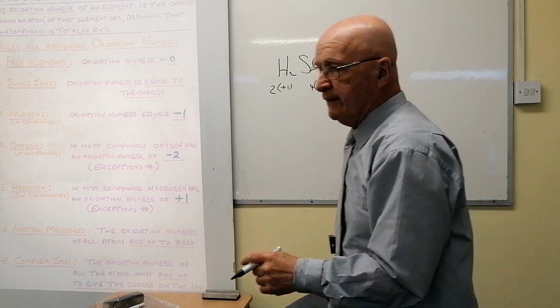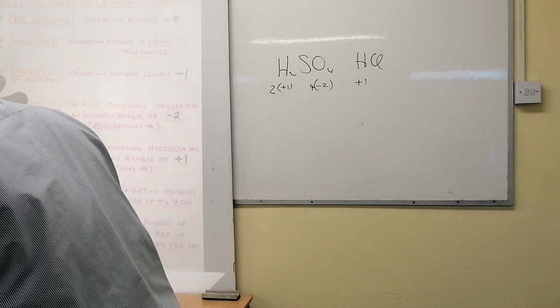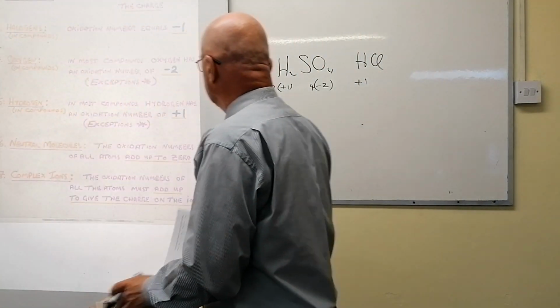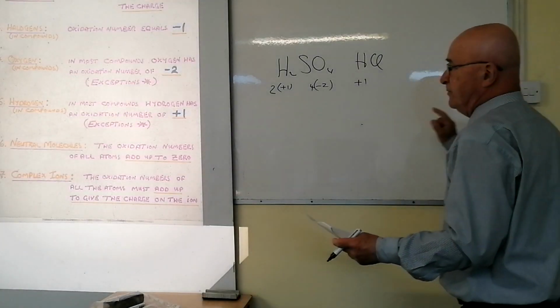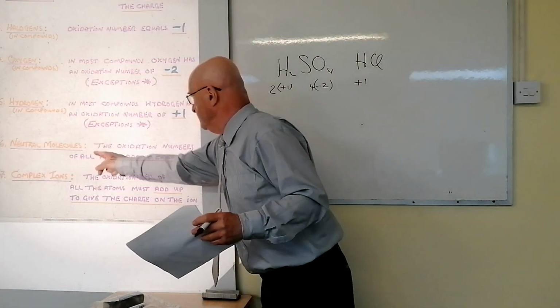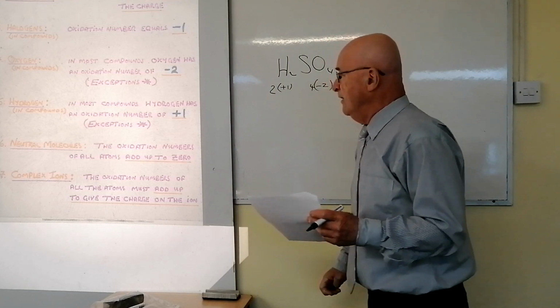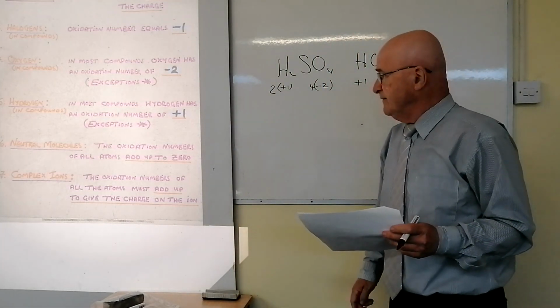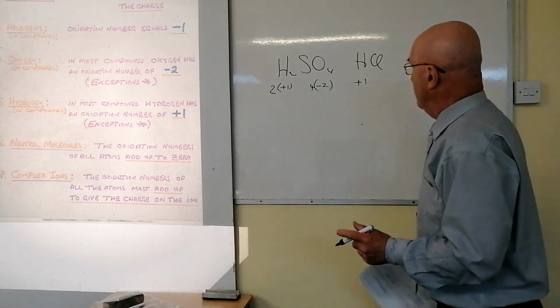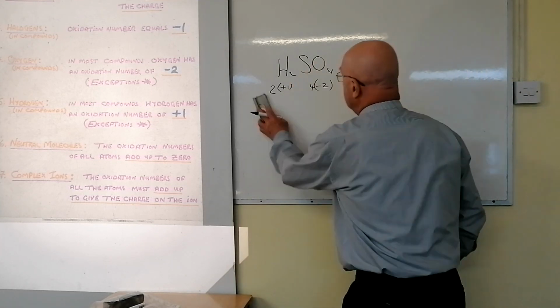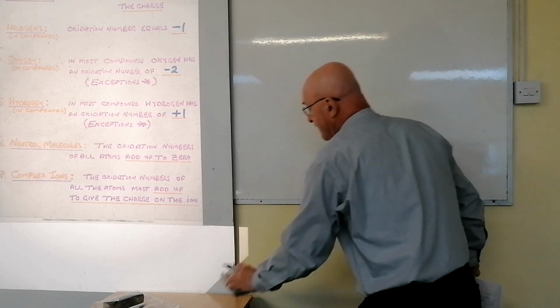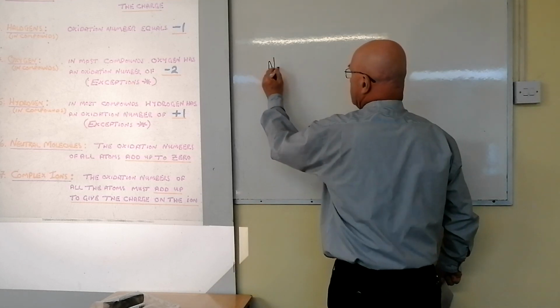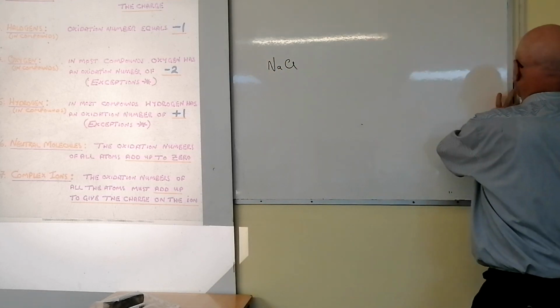Okay, very good. Now the last two are rather important. And I just raise that a bit for you to make sure you're okay with that. Okay, the last two rules are rather important. Neutral molecules, the oxidation number of all atoms add up to 0. Okay, the oxidation number of all atoms in a neutral molecule. Okay, so I'm going to do that for you now, just to give you a sense of where you're going with that. If you had something like sodium chloride, very simple.